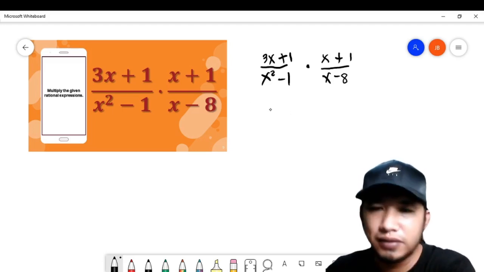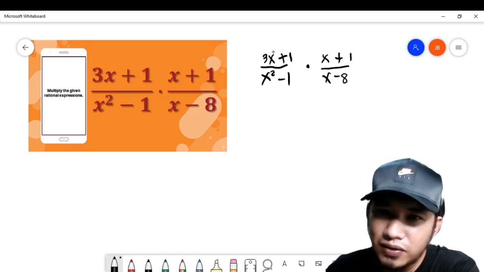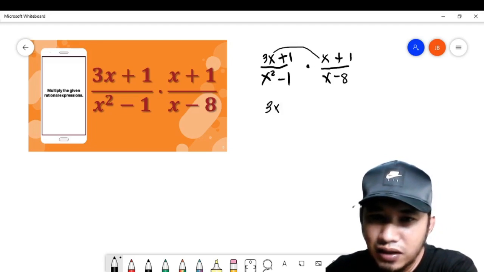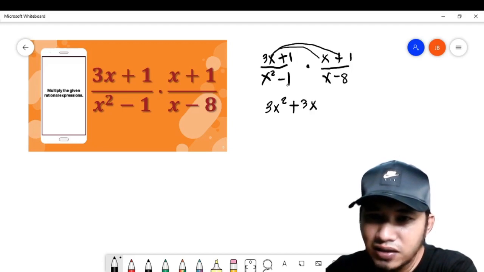Ayan. So, let's proceed. 3x multiplied by x is 3x squared. 3x multiplied by 1 is plus 3x. 1 times x is plus x. And then 1 times 1 is plus 1.